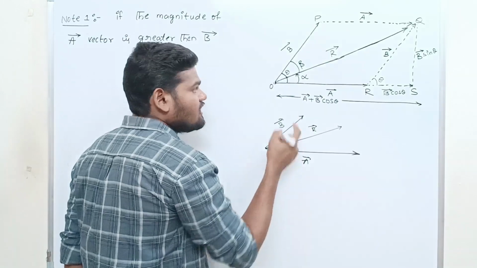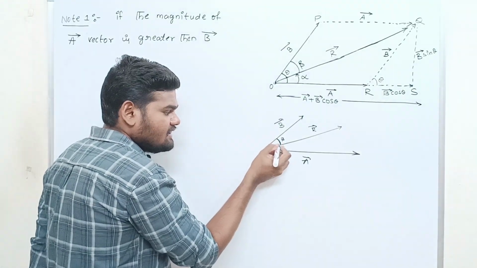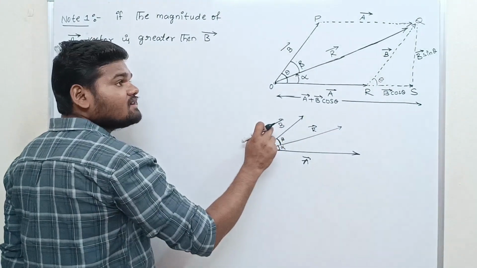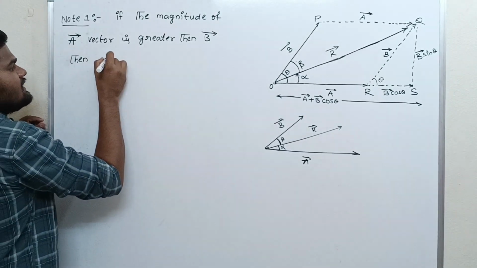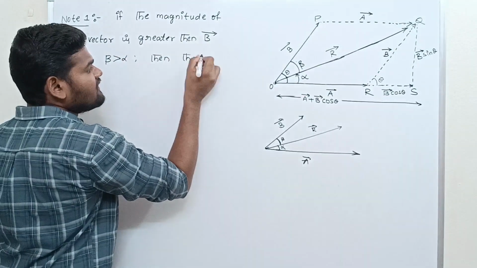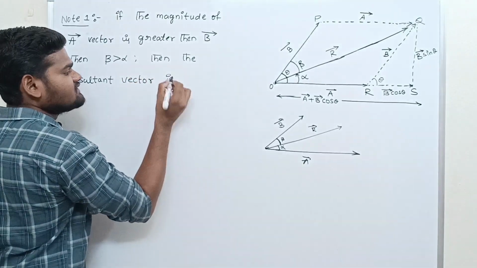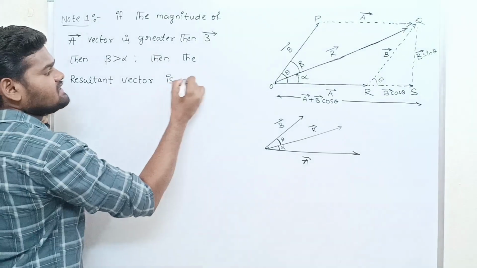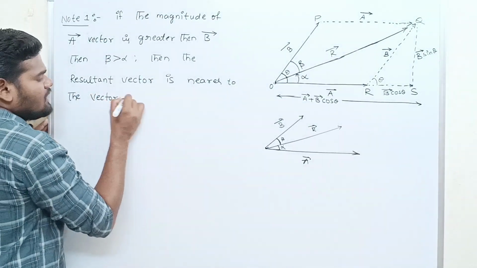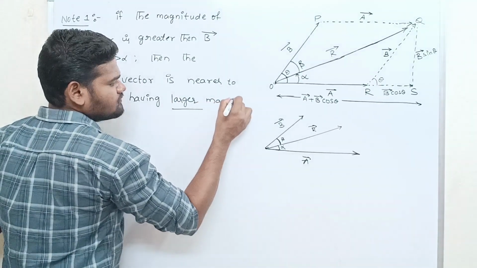Okay. Right. What is this? This is alpha. Okay. Now this is what? Beta. So from this diagram, it is clear that this angle beta is greater than what? Alpha. Beta is greater than alpha when the magnitude of the vector A bar is greater than B bar. Then the resultant vector is shifted towards A bar, is nearer to the vector having larger magnitude. Larger magnitude. Are you getting me?